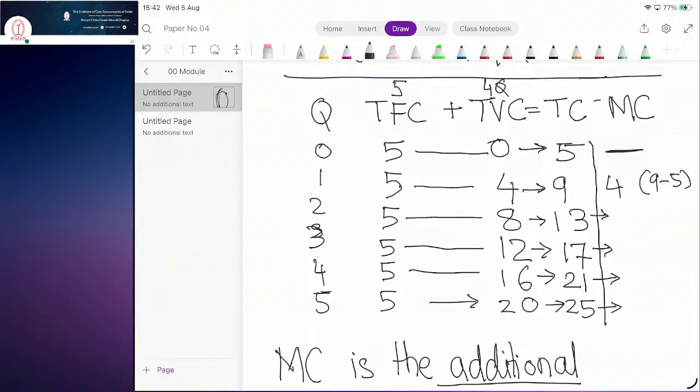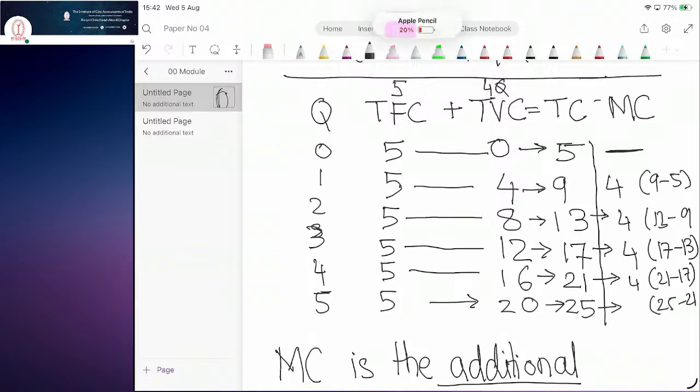Next, what will come? 13 minus 9, right. 13 minus 9, how much did it come? 4, correct. Then it is 17 minus 13. 21 minus 17, that is 4. And 25 minus 21, that is 4.